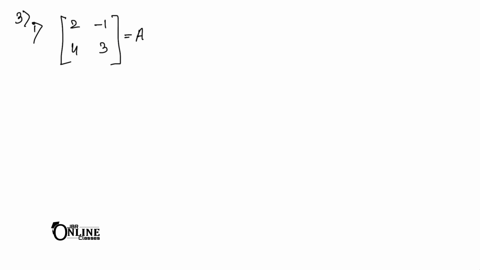In sum number 3, write the adjoint of the matrices. So here the first matrix is 2 minus 1 4 3. Let this one be A. So it's the A matrix. Now you have to find out the adjoint of this one. So adjoint A, you have to write down in this way.